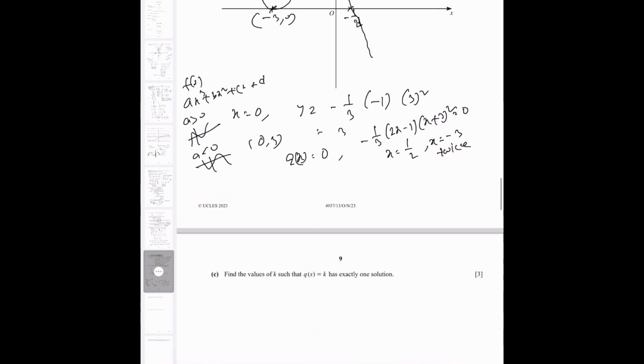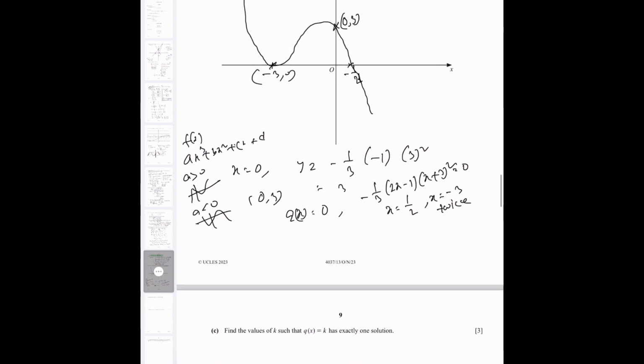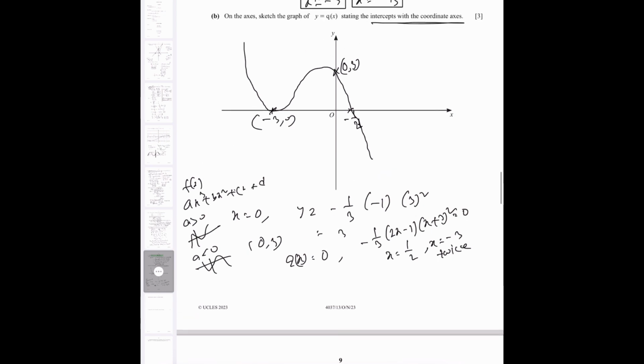Okay, now in the question it is mentioned to find the values of k such that q(x) equals k has exactly one solution. So it's asking for exactly one solution. Now it's helpful for us to find the turning points.